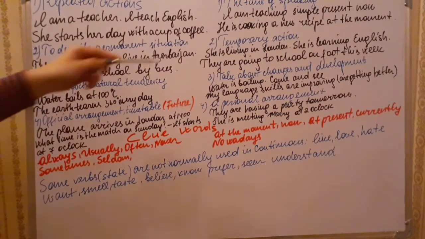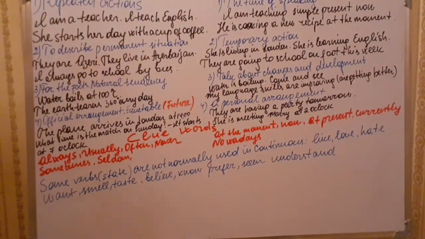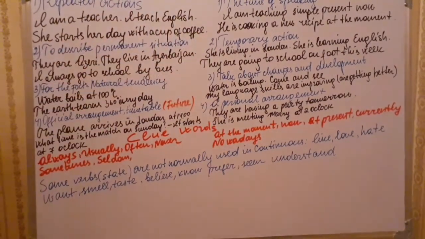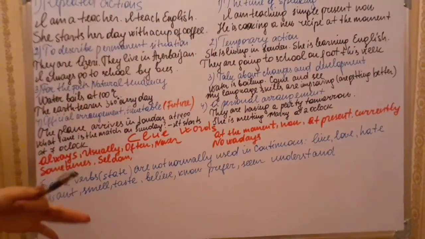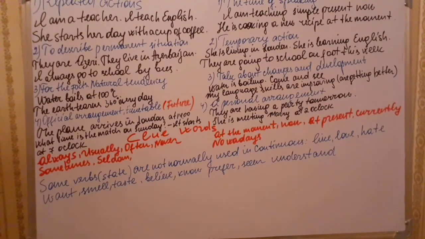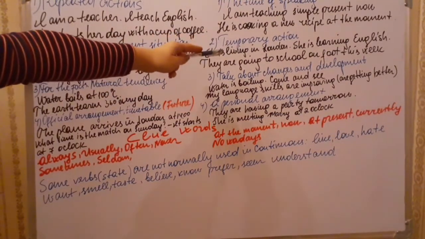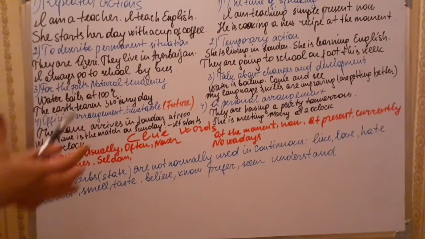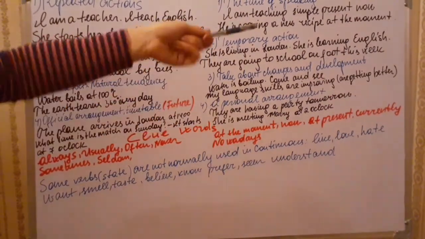But on the contrary, we use the present progressive tense form for temporary actions. Temporary means that you do something for a short period of time, not a long period of time. He is living in London. It means that he's a kind of person who likes to move frequently. She's living in London because she's learning English. Yeah? There is a reason why she's living in London, because she's learning English.